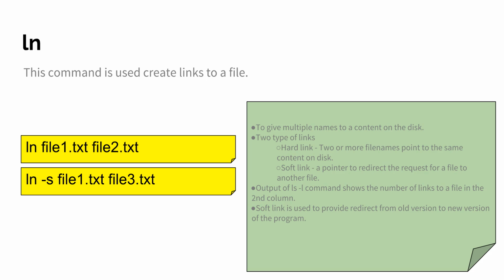There are two types of links. One is hard link, the other is soft link. A hard link means it is two or more file names pointing to the same content on the disk. Soft link means it's a pointer to redirect the request for a file to another file. If somebody is trying to call command v1.cmd, but you want them to use command v2.cmd, you can do it. The output of the ls -l command shows if the file has any links.